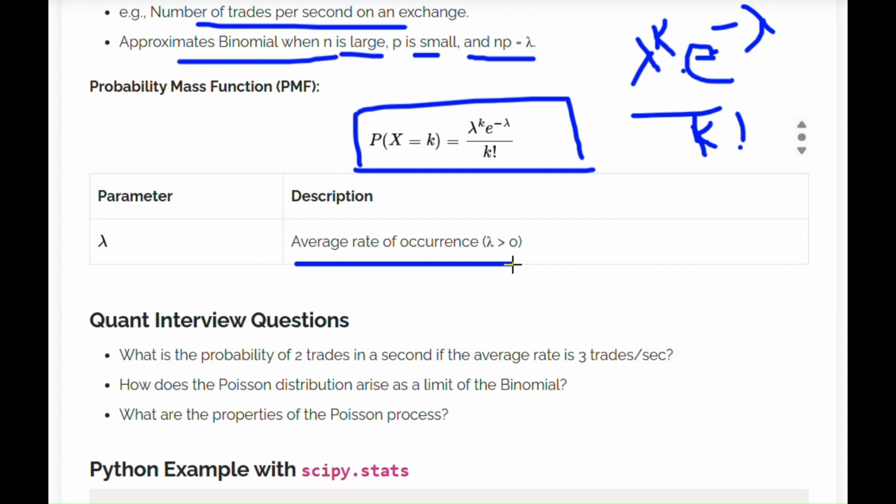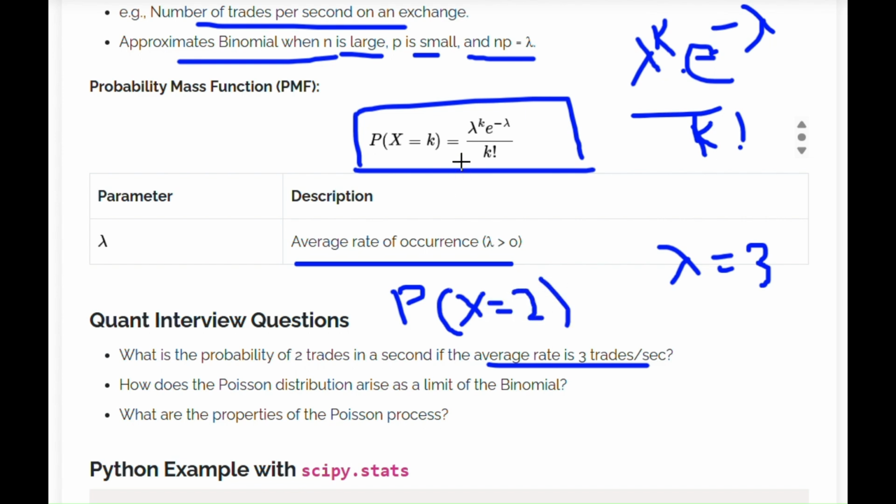The parameter is lambda, which is the average rate of occurrence. Question: what's the probability of 2 trades in a second if the average rate is 3 trades per second? So we are given lambda is equal to 3, and what we have to find is what's the probability of 2 trades. So what's p x is equal to 2. So in this expression, we have k as 2 here, and we have lambda as 3. So this would become 3 to the power 2 times e to the power minus 3 over 2 factorial.